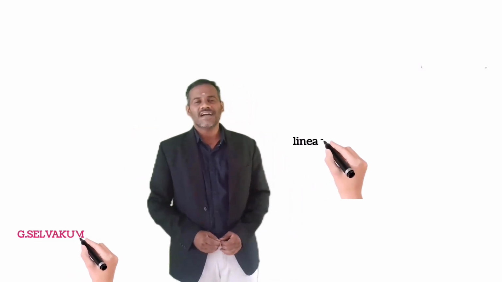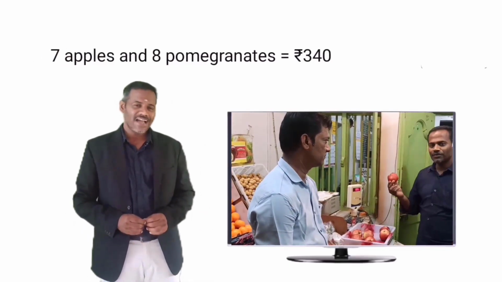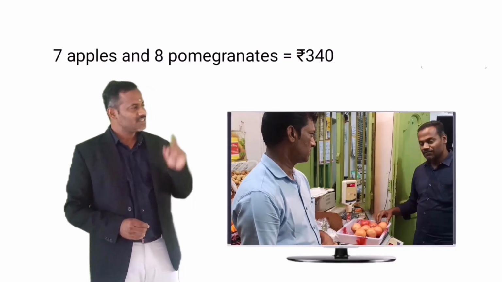Hello children, welcome back, and today's topic is linear equation in two variables. Children, once I went to the fruit shop and I purchased 7 apples and 8 pomegranates for rupees 340. But I want to know the individual cost of one apple and the individual cost of one pomegranate.